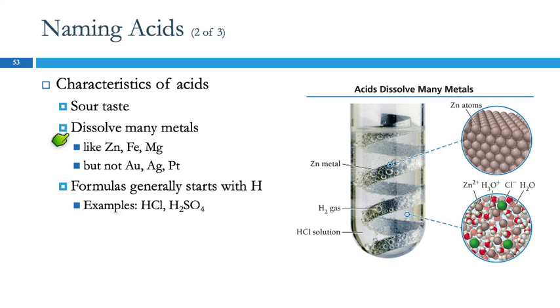Acids will dissolve many metals. Not all of them, though. Zinc, iron, and magnesium will dissolve in acid. Here's an illustration of zinc metal dissolving in hydrochloric acid.